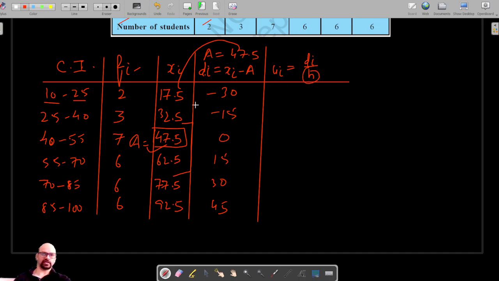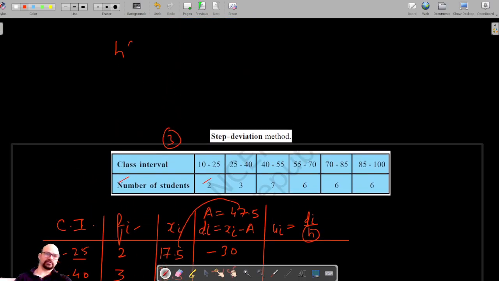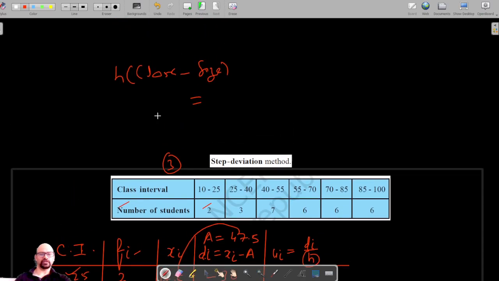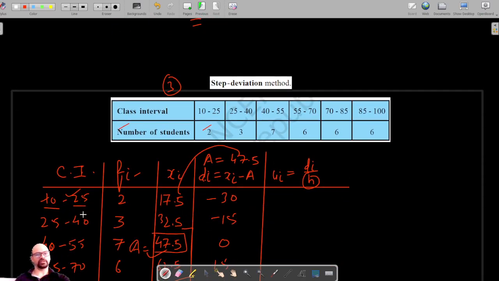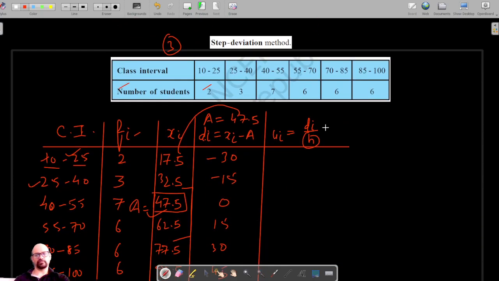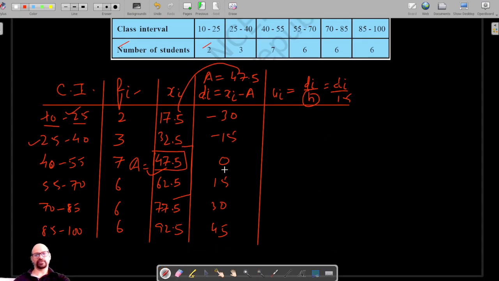And how do we get this class size? h is the class size, which is the difference of the upper and the lower limit. So 25 minus 10 is 15. So the class size is the same in all the class intervals. So h is equal to 15, and we are going to divide di by 15, which will further give us the smaller value.